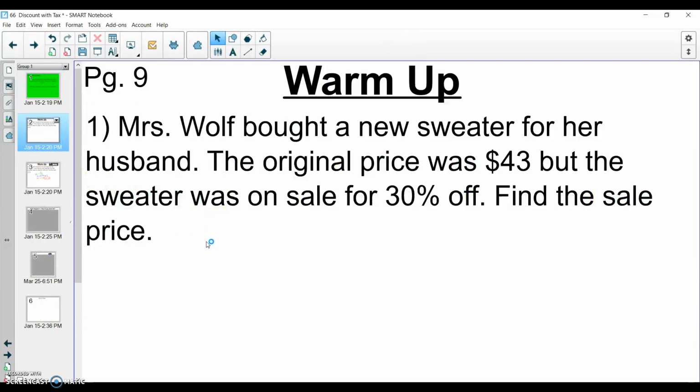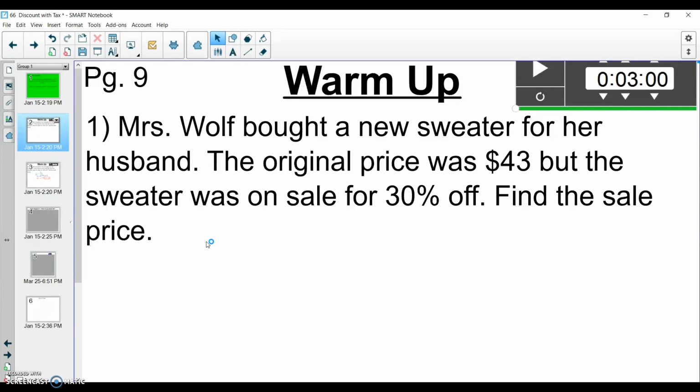And you're going to do this on, if it is page 9 and 10, you're going to do this on page 9. If it's page 7 and 8, you're going to do it on page 7. But I want you to kind of warm yourselves up with this first.